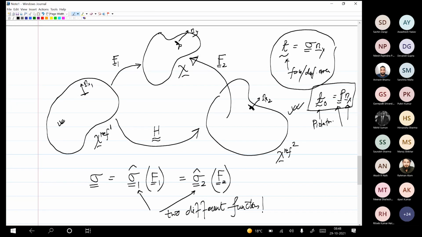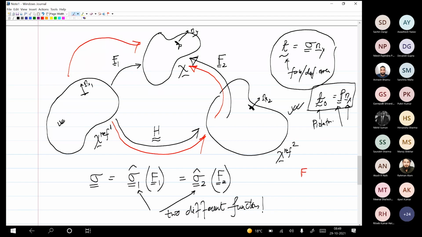Okay, so in that way, if you see it carefully, you have a process in which you are going from configuration 1 to the current configuration, but you have another process in which configuration 2 is an intermediate configuration. So you go first from configuration 1 to 2, and then from 2 to the current configuration. But finally, you are reaching the same current configuration.